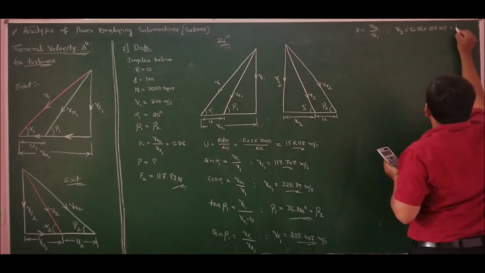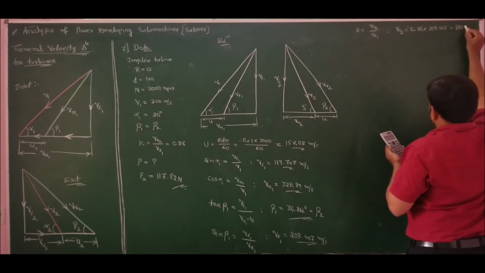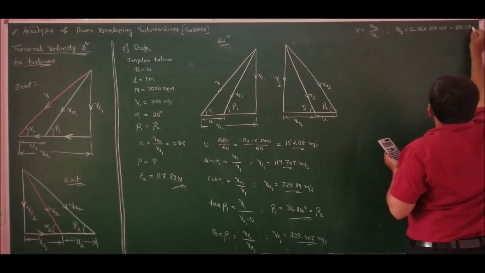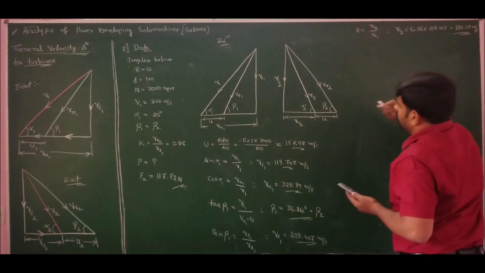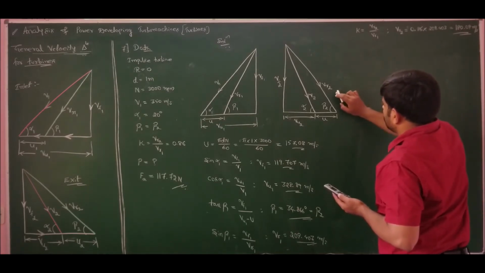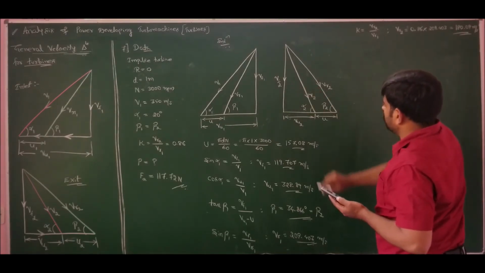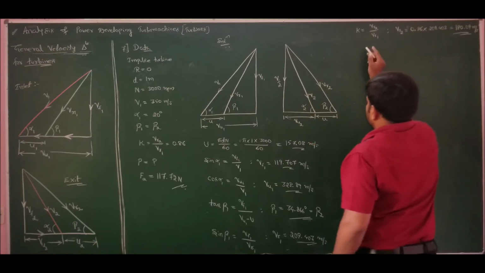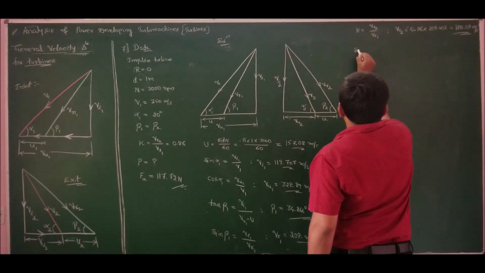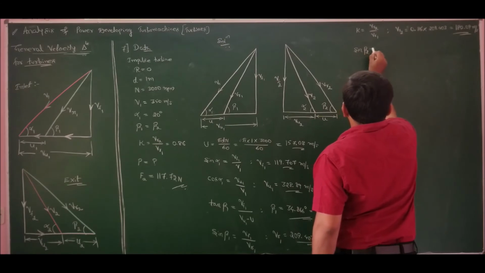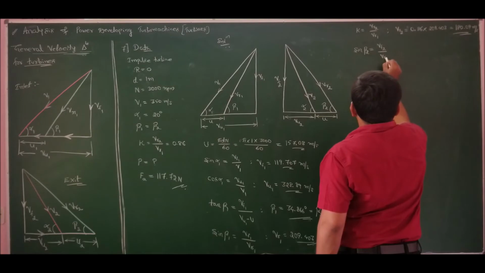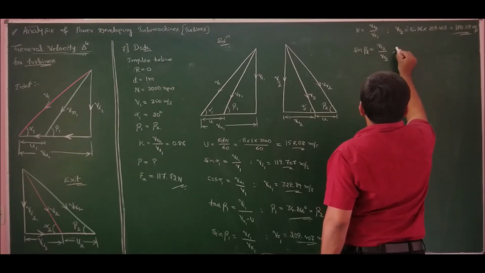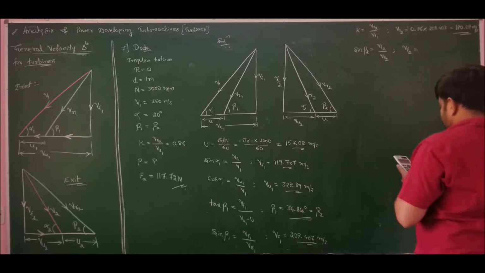If I solve, 209.403 into 0.86 is 180.09 meters per second. We have calculated the value of VR2 also. Now I can find the value of VF2 and VU2. So we know that sin beta 2 is VF2 by VR2. Therefore VF2 is VR2 into sin beta 2.